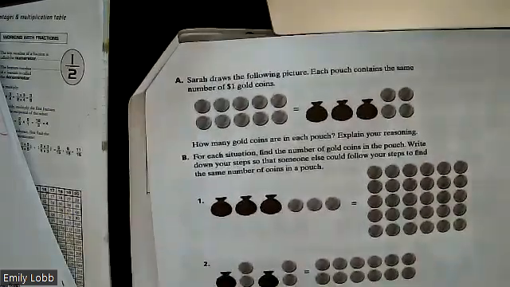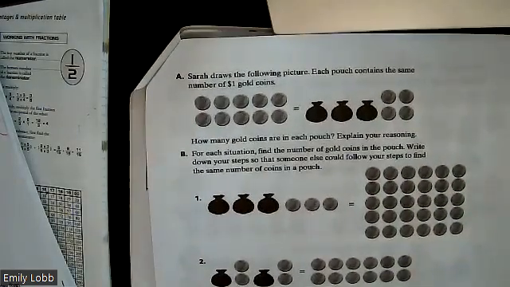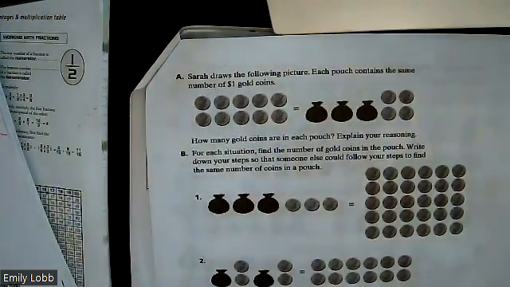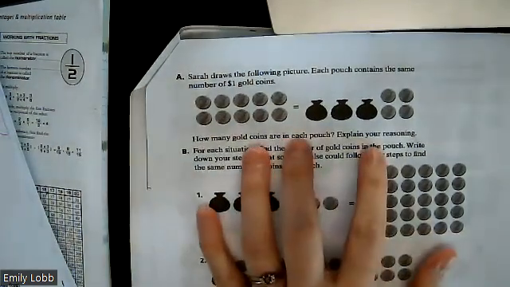So on page 11, I'm just flipping over here, part A, it says, Sarah draws the following picture. Each pouch contains the same number of gold coins. How many gold coins are in each pouch? Explain your reasoning. So if we were thinking this through like it was a two-step equation, what would I have to get rid of first?